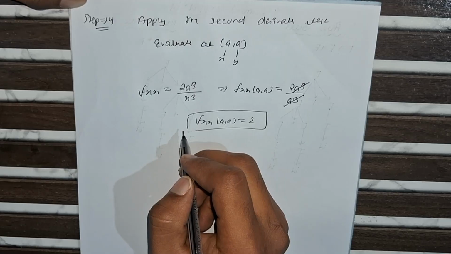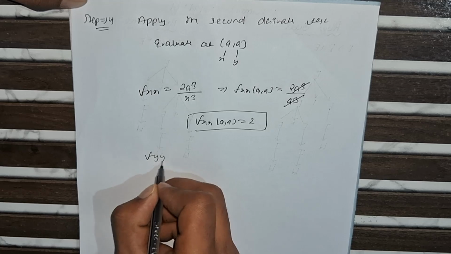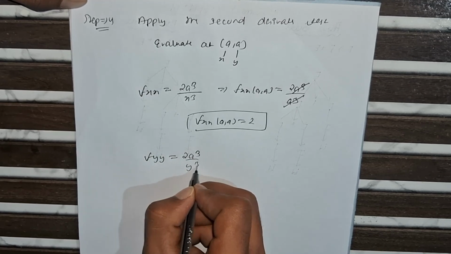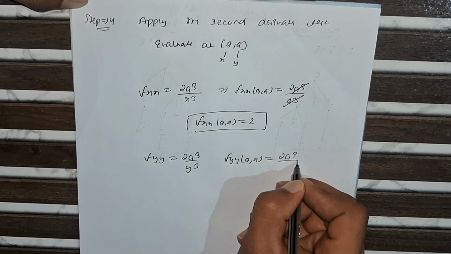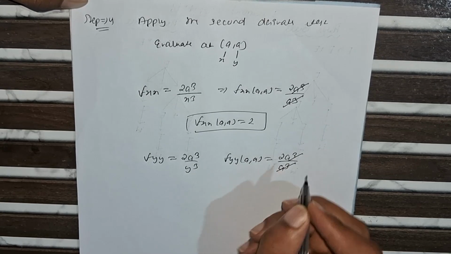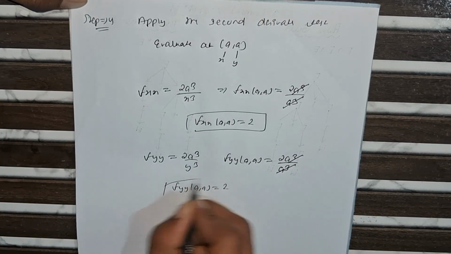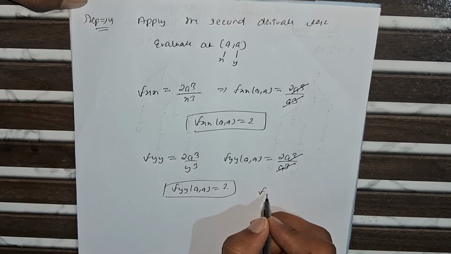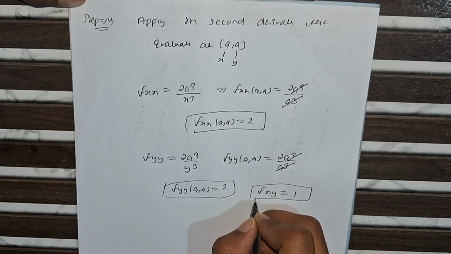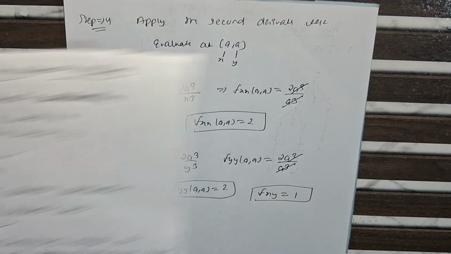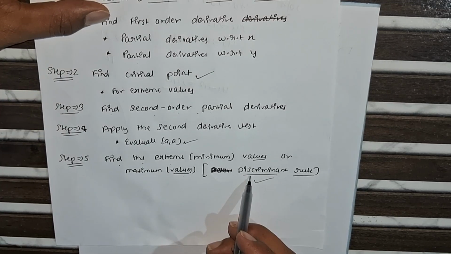Like that we have to find for f_yy, the double derivative with respect to y. So f_yy, which is 2a³ by y³. So the double derivative of y at a comma a is equals to 2a³ by a³. This will cancel out. It becomes the double derivative of y at a comma a, which is equals to 2. Now already we know f_xy, which is equals to 1. So now we will move to our final step, which is find the extreme, means minimum value or maximum value, which depends upon the discriminant rule.